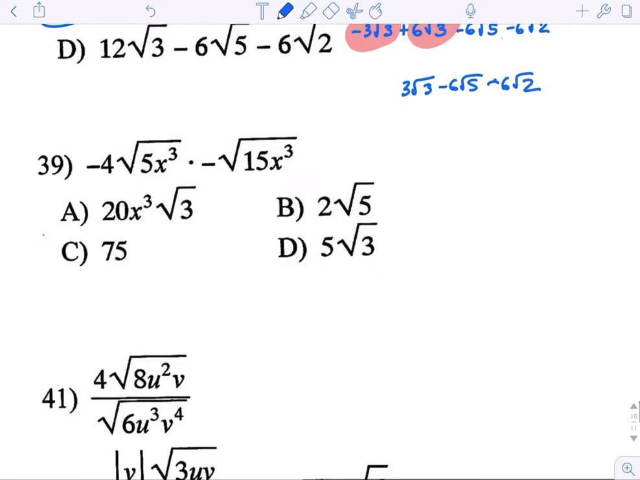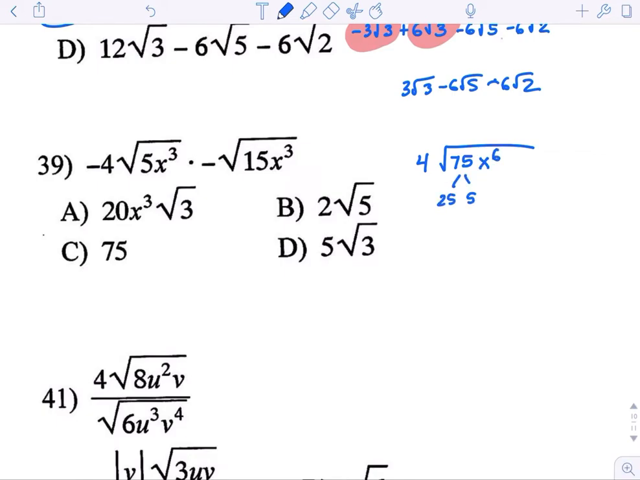Okay, 39. They got the same root, and some of you might be asking, well, Mr. Gucci, what does that mean if they have the same root? It's this. That has the same root, which is root of 2. So outside times outside, inside times inside. So negative 4 times negative 1 is 4. Square root of inside times inside. 5 times 15 is 75. X to the third times x to the third, x to the 6.